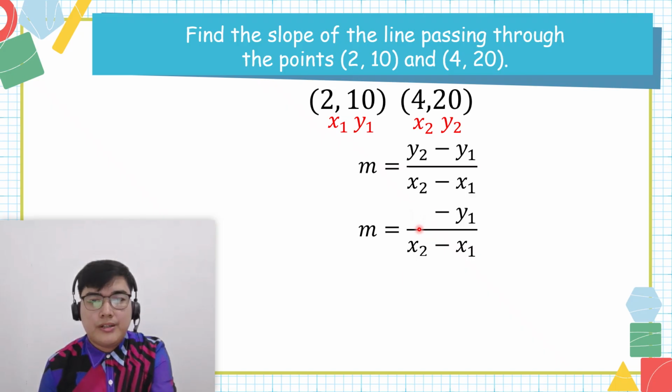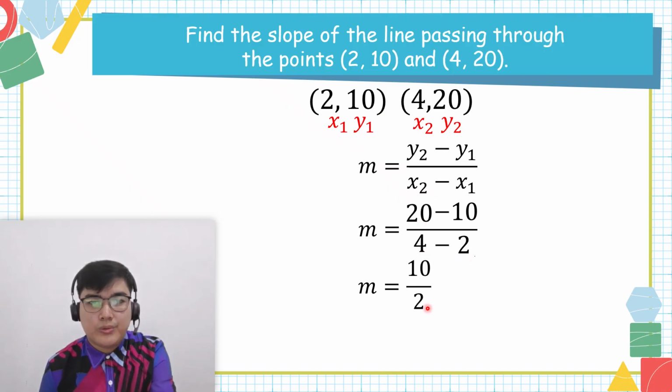Y sub 2 is 20. The value of y sub 1 is 10. The value of x sub 2 is 4, and the value of x sub 1 is 2. Let us now simplify this. We have 20 minus 10 is 10. 4 minus 2 is 2. And let's divide it: 10 divided by 2, the answer is 5. Therefore, the slope of a line given the points (2, 10) and (4, 20) is 5.